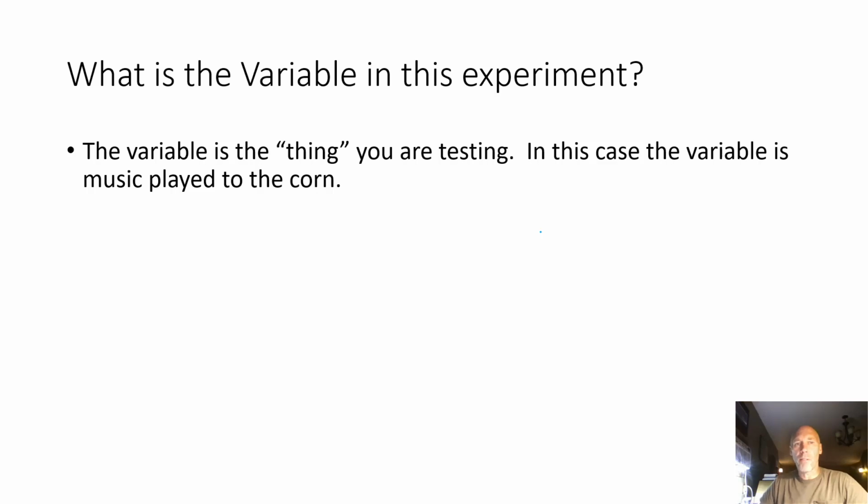The other term is the variable. The variable is the thing that you're testing. In this case, the variable is the music, although it's different types of music in the general class of music being played to the corn. That's the variable in this experiment. Okay? So once again, the control has the variable removed from it.